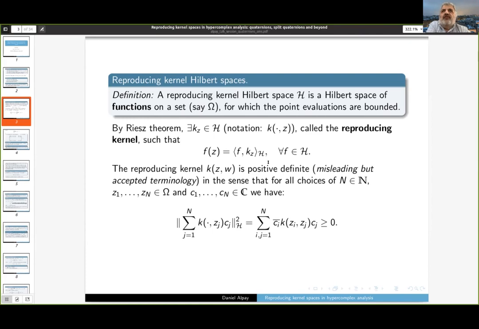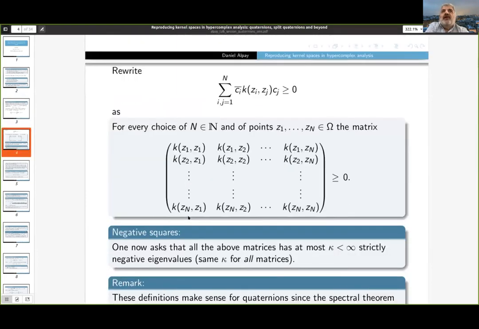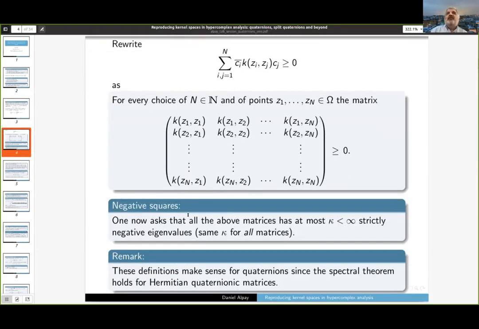The reproducing kernel is positive definite. The terminology is misleading, but this is the accepted terminology, and there is nothing definite here. It's just positive or non-negative, in the sense that all these sums are non-negative, and this is just a computation of some norm. Now, if you rewrite this sum as a matrix, you see that all these matrices are non-negative.